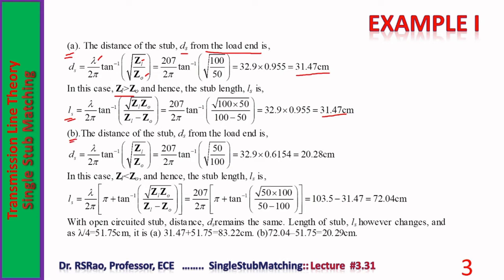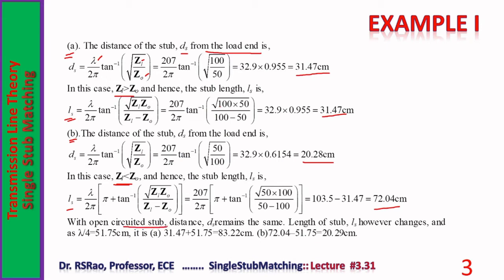Now we consider B bit. The distance of stub ds from the load end is ds is lambda by 2 pi tan inverse square root of zl by z0. It gives 20.28 cm. This formula is same as the formula which we used in case of A. Now in B, ZL is less than Z0. In A, ZL is more than Z0. Now here it is less than Z0. So LS is lambda by 2 pi, pi plus tan inverse square root of ZL Z0 by ZL minus Z0. Substitution results in a length 72.04 cm. So these are the distances of the stub, lengths of the stub in A and B.